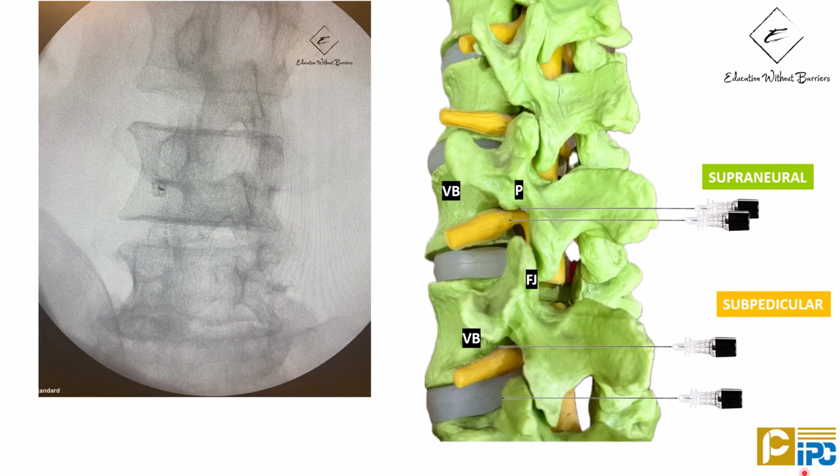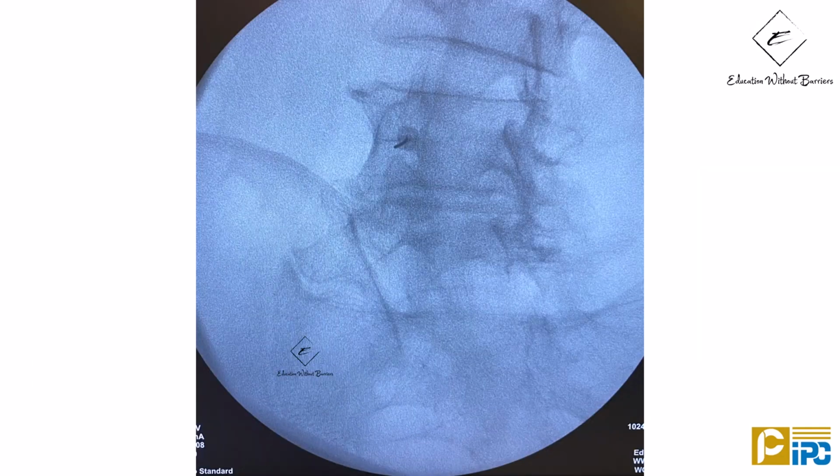If we talk about the retroneural approach, the needle would be slightly lower down. And if we talk about the infraneural approach, this is the superior articular process. This is the lateral border. It's just on the side of that, in the lower half of the equator. And this is the infraneural approach. So let's look at some normal contrast flow patterns.